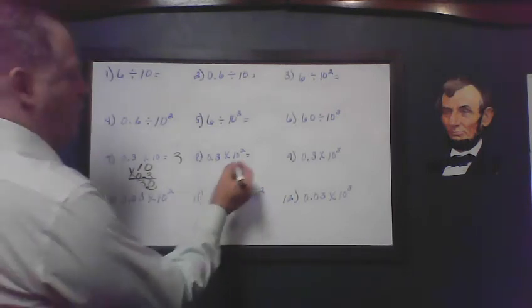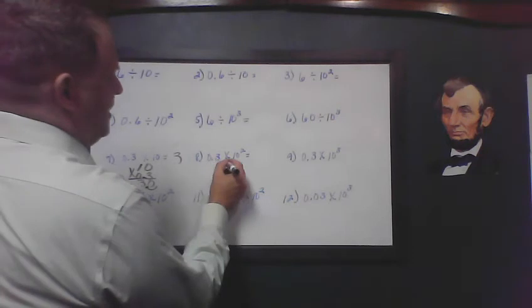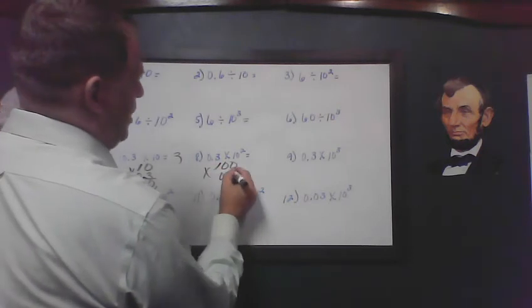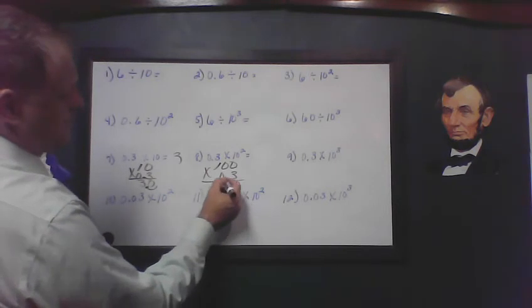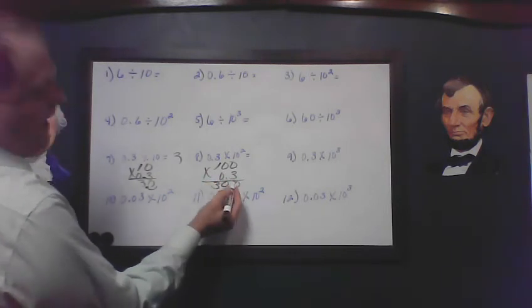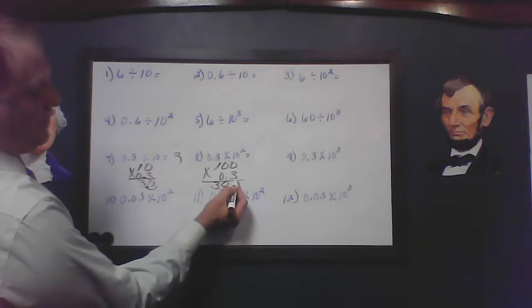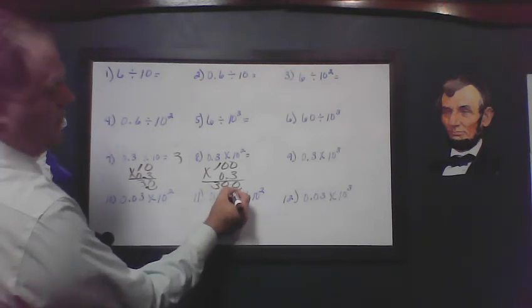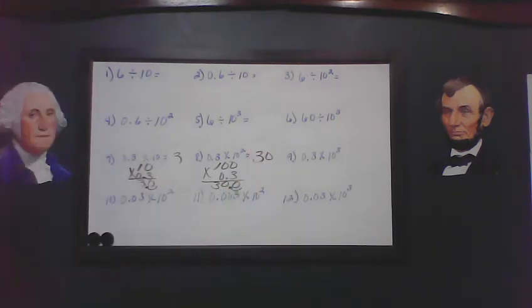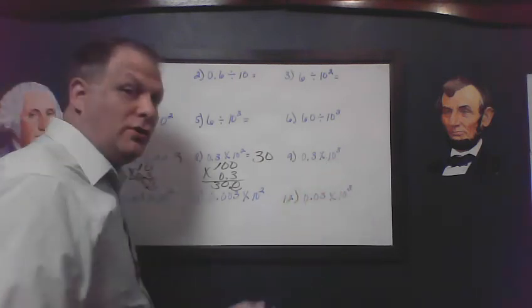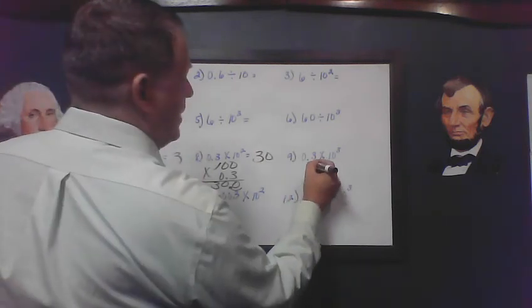All right, so 10 squared is 100 times 0.3. It's 3 times 0, 3 times 0, 3 times 1 is 3, and move it over one decimal point here because you have your decimal point one space over here. Move it over here. And that's going to be 30. That gives you the answer 30 on number 8. All right, let's go a little bit quicker here for time constraints.